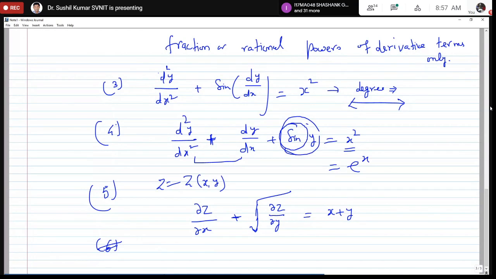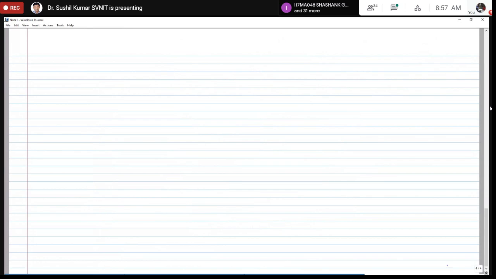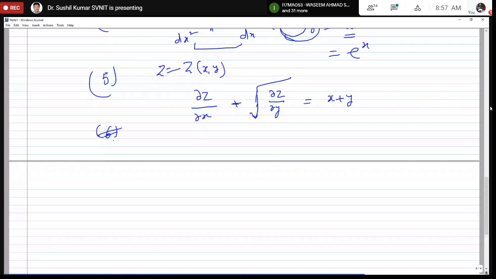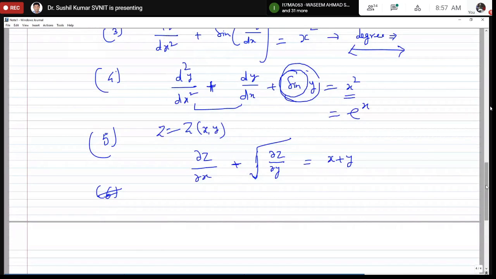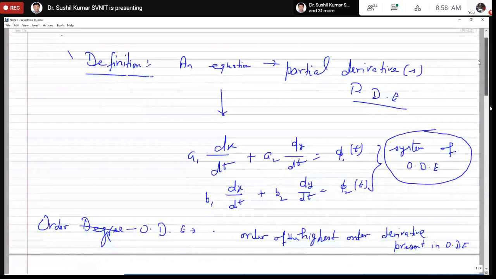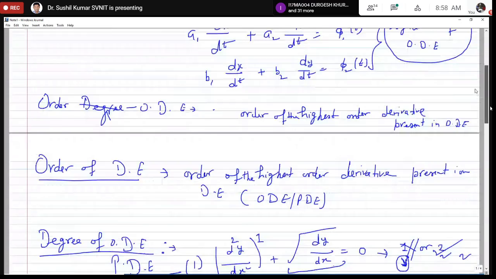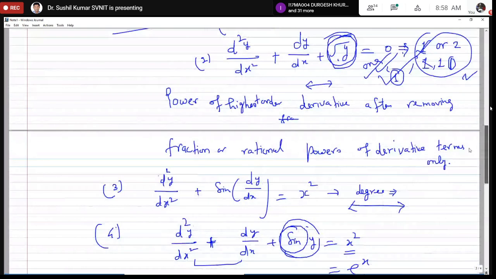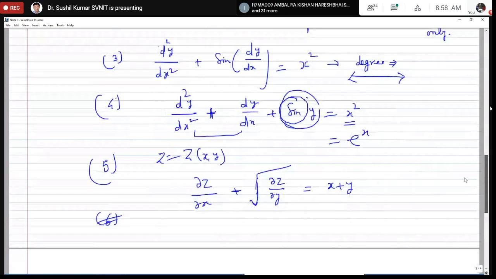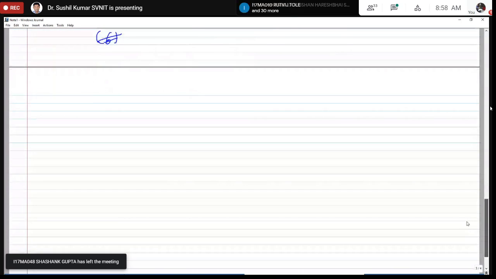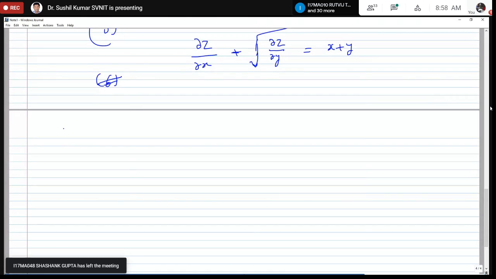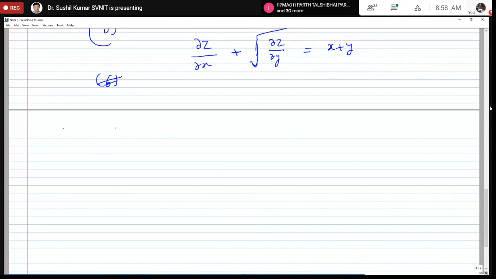Okay, no problem. So any query in the degree of a differential equation? These are the basic things, and these things must be clear to all the students. So we are not only defining these things for PD, we are defining them for OD also. Now, next one is order and degree. Is there anything else regarding this differential equation? Okay. So next one, we'll discuss types of differential equations.